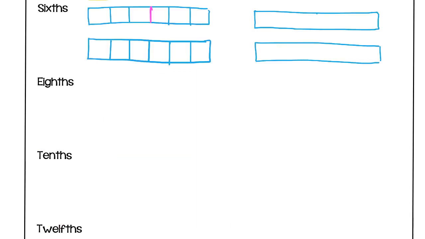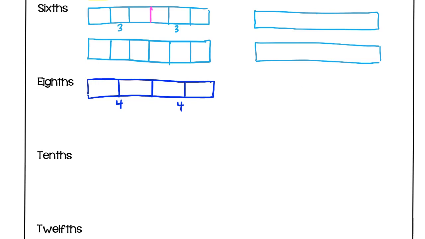So we're going to make our eighths. First we're going to make the whole, and we need 8 pieces. So we're going to split it in half, and we need 4 pieces over here and 4 pieces over here. Just like in sixths, how we needed 3 pieces on this half and 3 pieces on this half to make 6 pieces total, we need 4 and 4.